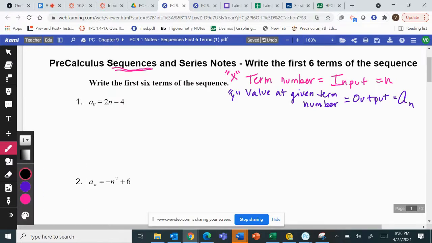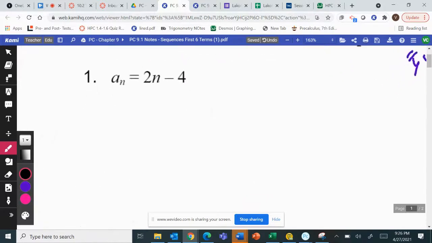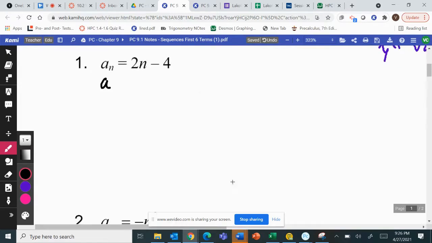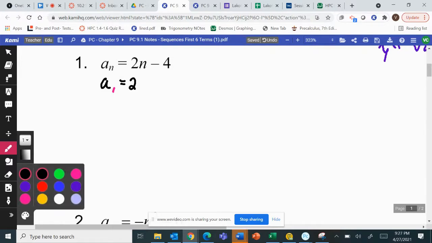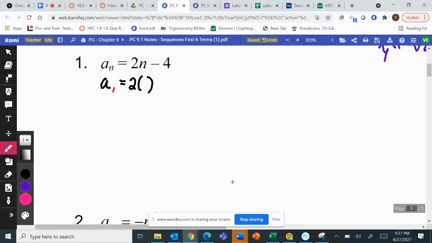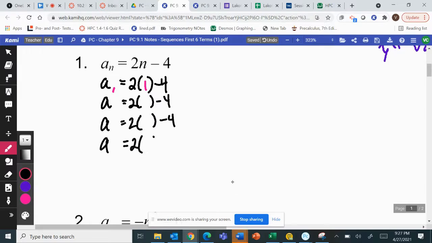So I'm going to start with A. I'm going to zoom in here a little bit. Start with A sub 1 equals 2. So when I make n equal 1, every place that I see an n, I'm going to make that equal 1. So a sub 1 equals 2 times 1 minus 4. And I am just going to set all of these up really quickly because it's hard for me to talk and think and write all at the same time. That's a lot of work.